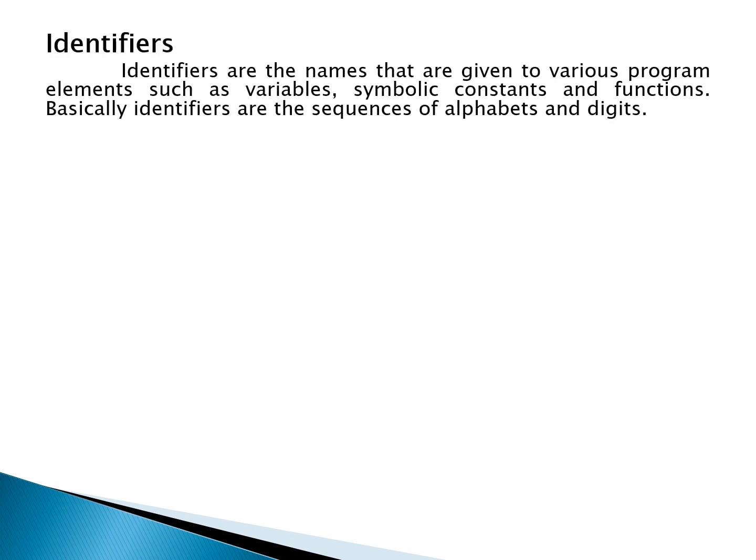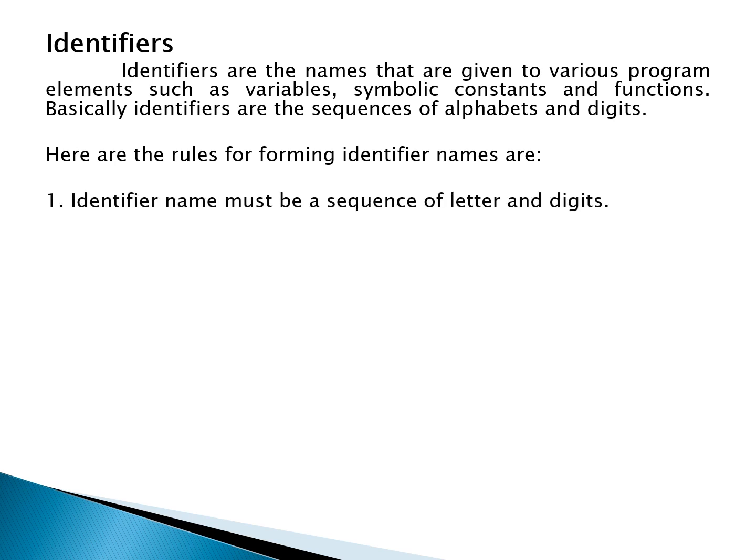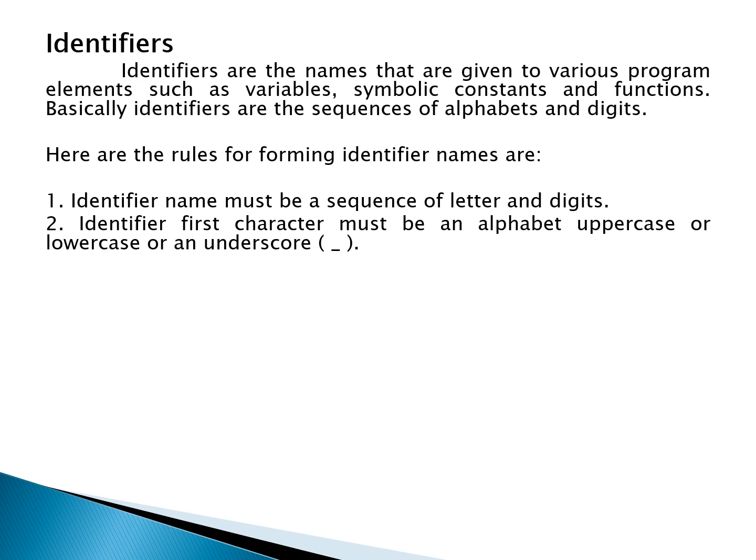Identifiers. Identifiers are the names that are given to programming elements such as variables, arrays, symbolic constants, and functions. Basically, identifiers are a sequence of alphabets and digits. The rules for forming identifier names are: the identifier name must be a sequence of letters and digits. Second, the identifier's first character must be an alphabet, which might be uppercase or lowercase, or the first character can be an underscore.